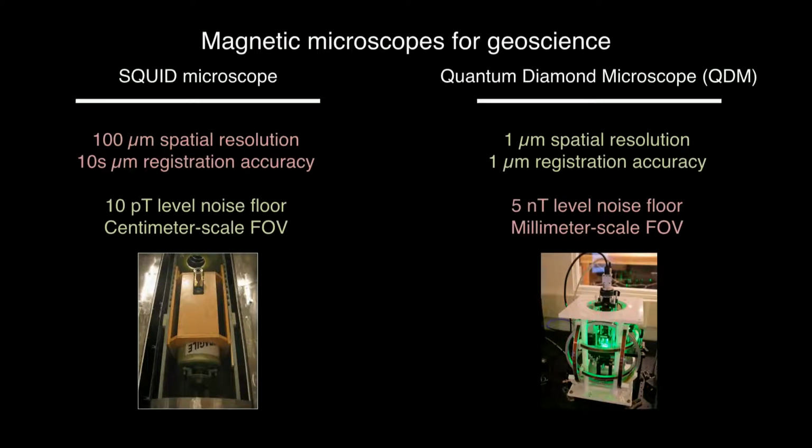Okay, so just to summarize that, the QDM has much better spatial resolution, better spatial registration with the sample. So it's very well suited for high resolution identification of where your sources are. The SQUID microscope has much better noise floor, and it's easier to make a bigger field of view on a SQUID microscope, although you can do it on the QDM as well. You just need to take more time.